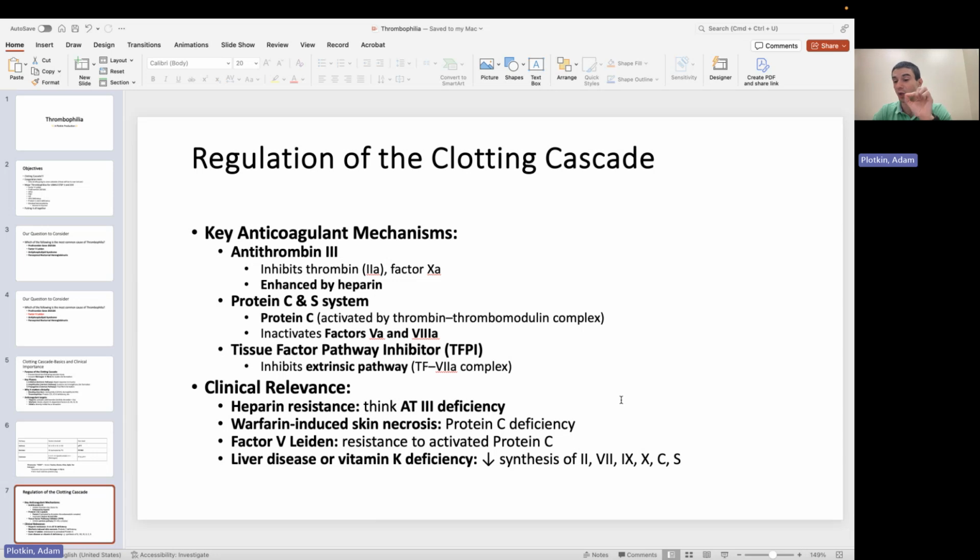And C and S have the lowest half-life out of all of those options I just said. 2, 7, 9, 10, C and S. C and S have the lowest half-life. So warfarin is going to work on C and S right away. This patient already has a low protein C level. Warfarin is going to take out any rest of it and take out protein S, right?